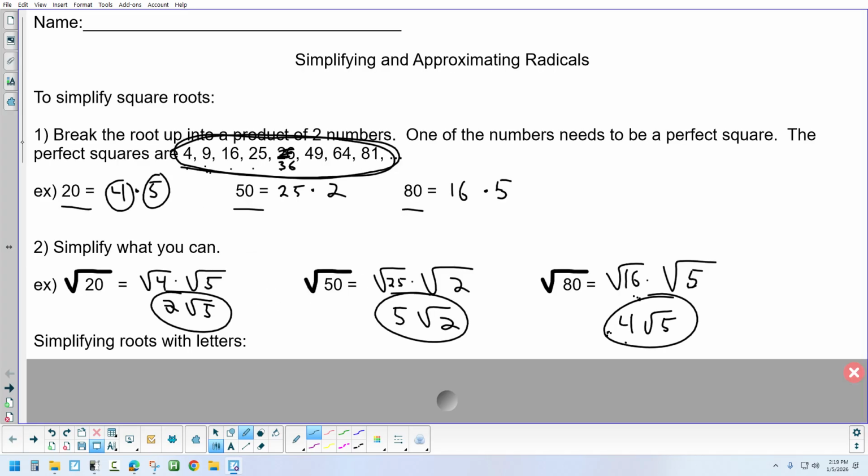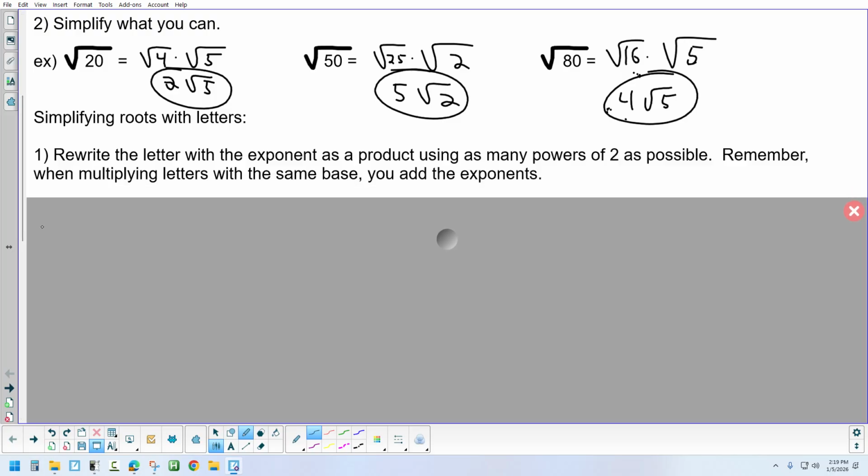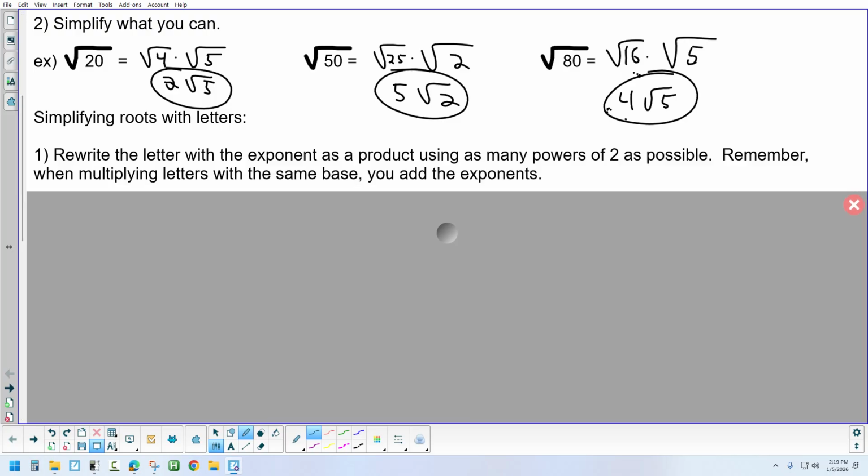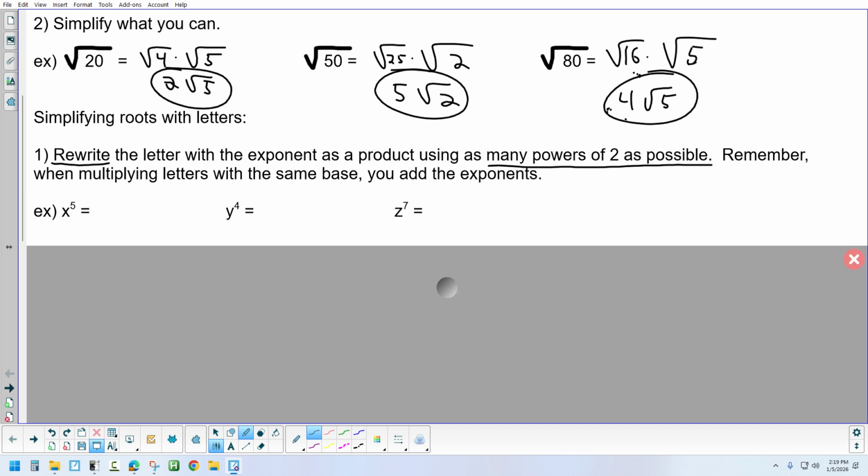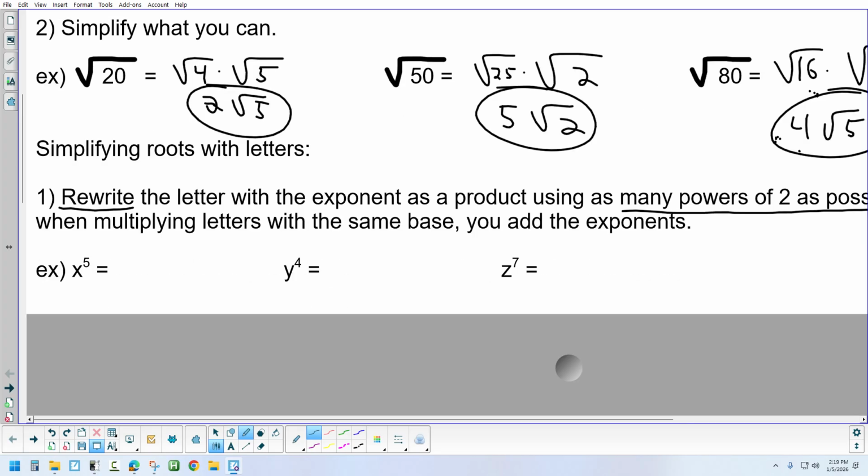All right, so the next thing, and I know this was something people were working on in geometry, is what happens if you have a letter raised to a power? Well, the idea is you're going to rewrite it, kind of like we did up above, but you're going to rewrite it using as many powers of 2 as possible. Okay. So let's see how we would do that. Let's start with x to the 5th. I want to rewrite that with as many powers of 2 as I can.